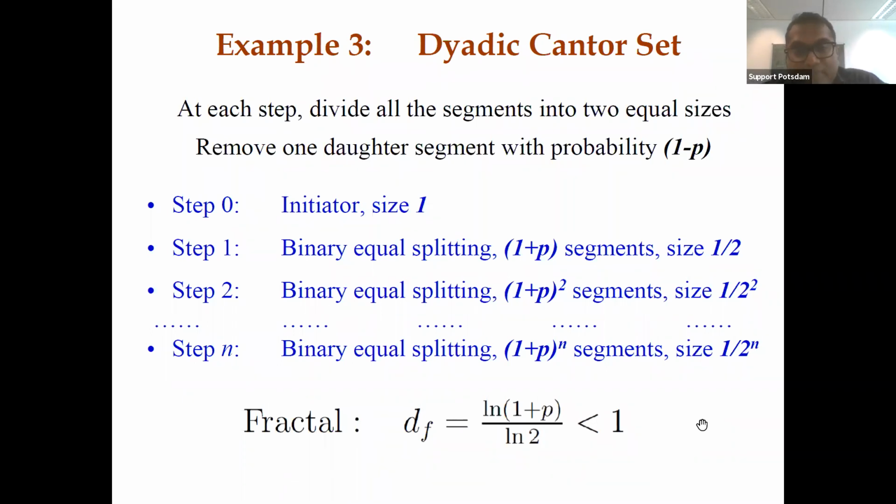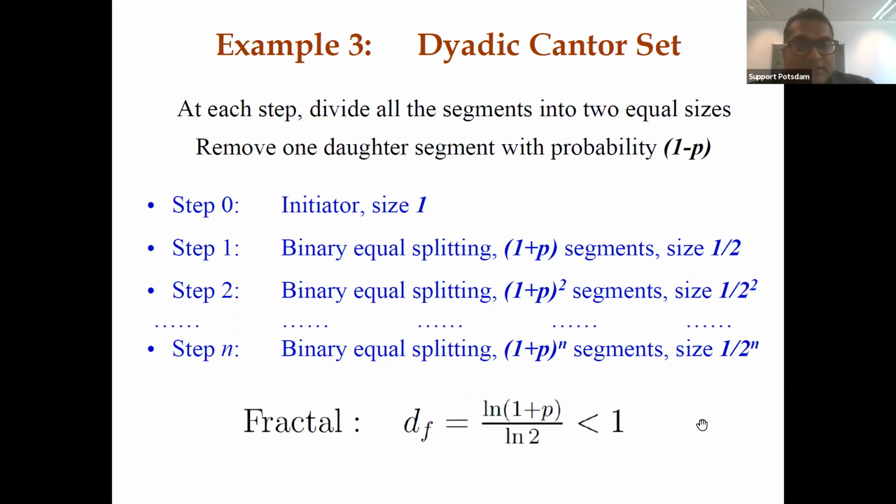So with this, you see the different steps. At step 0, we have an initiator of size 1. At step 1, we have a binary equal splitting and 1 plus p segments left of size half, right? Why 1 plus p segments? Because one of the segments will be there for sure, and the second segment will be there with a chance p. So the number of segments is 1 plus p. Likewise, at step 2, the number of segments is 1 plus p whole squared, and each has a size 1 over 4. And at step n, you have 1 plus p to the n many segments, each of size 1 by 2 to the n.